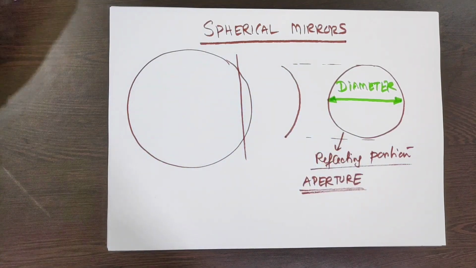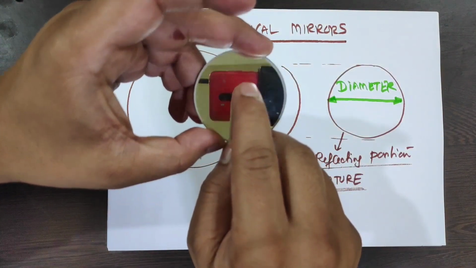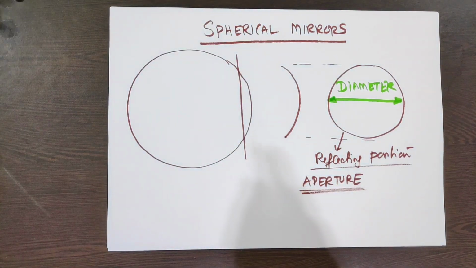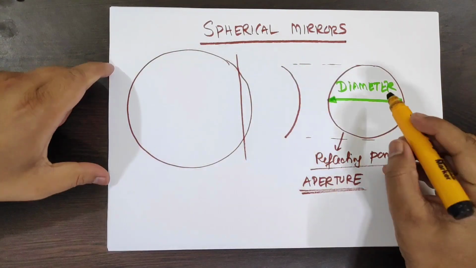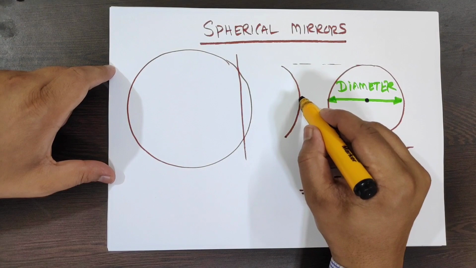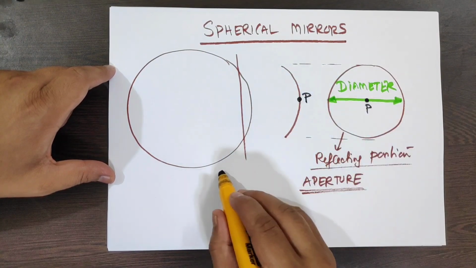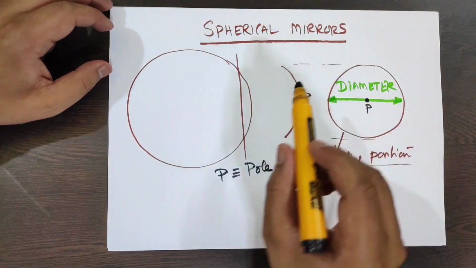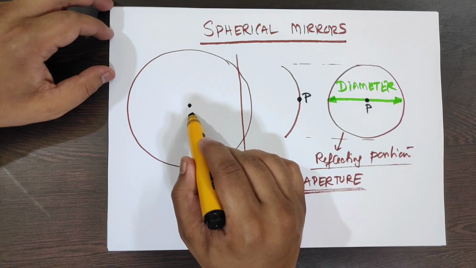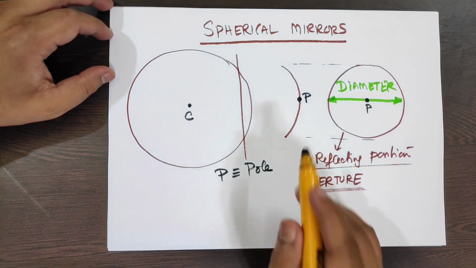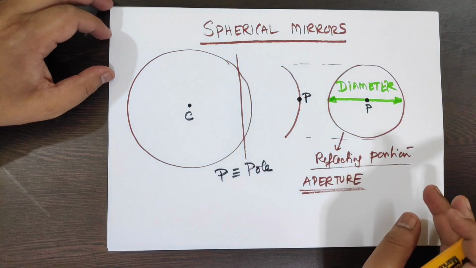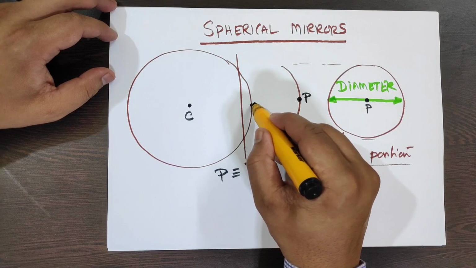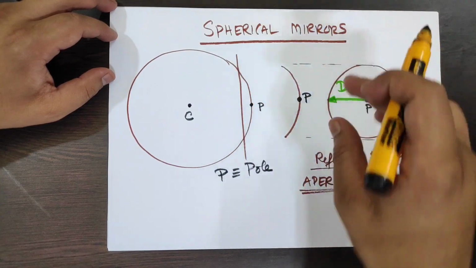So this is a spherical mirror, and the center of the reflecting surface is known as the pole. So here in the diagram, from the front view this is the pole, and in the side view this is the pole, P for pole. And this mirror is part of a sphere of center C, right? This cutout surface mirror is part of a large sphere. Now see, this is P, and this portion is cut out here.